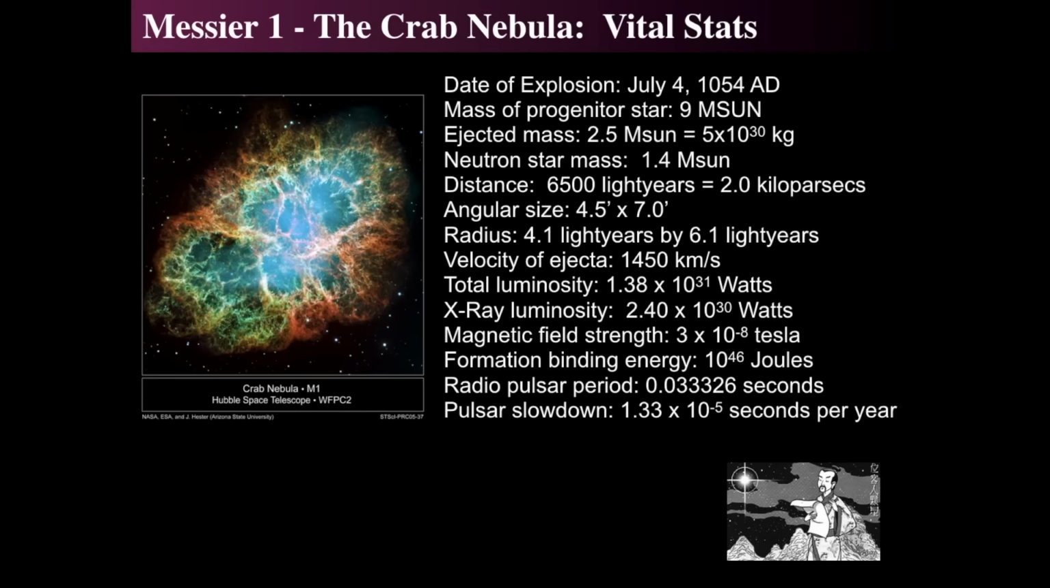Well, that star exploded back then, and here are some vital stats about Messier object number 1, the Crab Nebula. The mass of the progenitor star was about 9 times the mass of the Sun. The amount of ejecta inside the nebula that you see in the inset was about 2.5 times the mass of the Sun, which is an enormous amount of material. And there's a central neutron star, which we'll get to in the next set of lectures, and it is about 1.4 times the mass of the Sun.